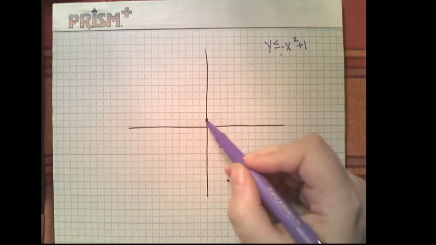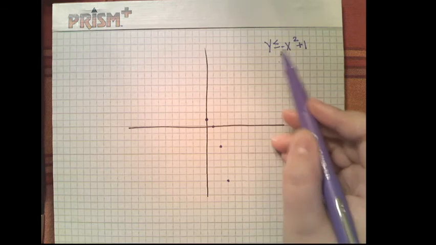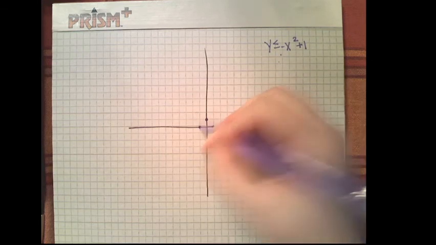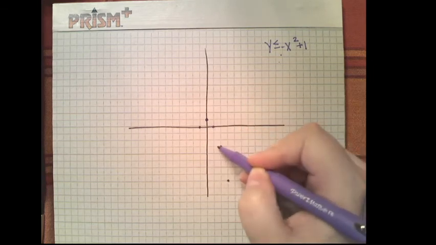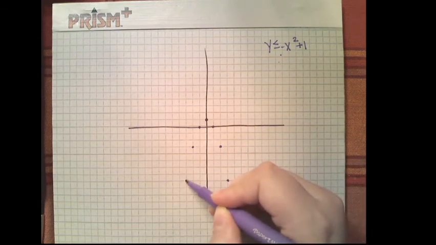That can go the other way. Negative 1 squared is 1. Make it negative, plus 1 is 0. So I can see that this is my line of reflection, and then just reflect those points across.